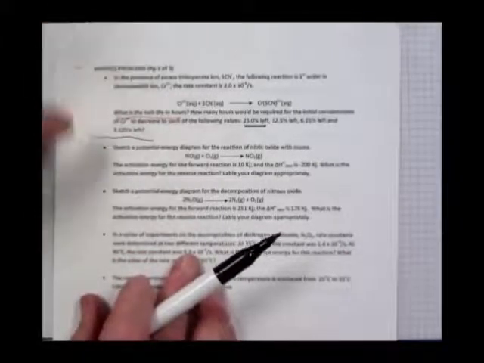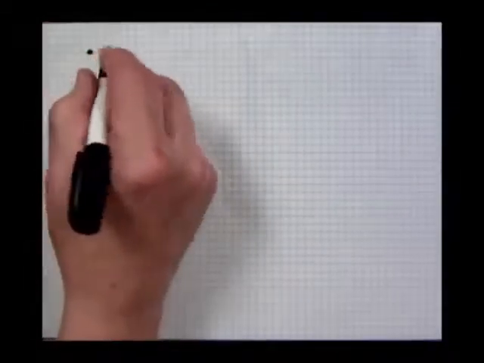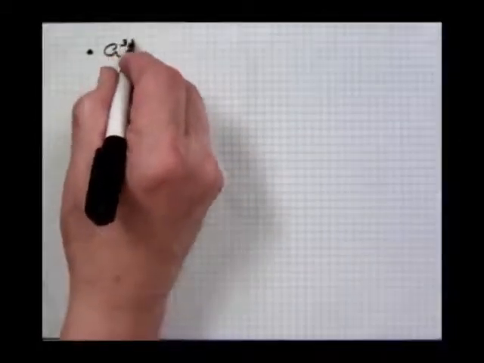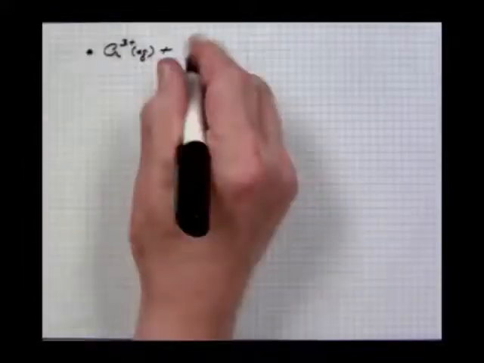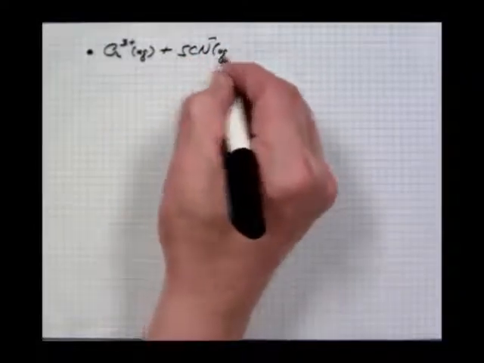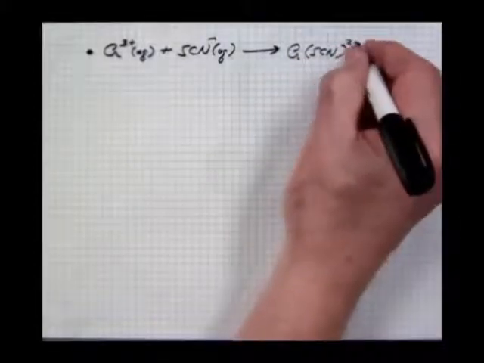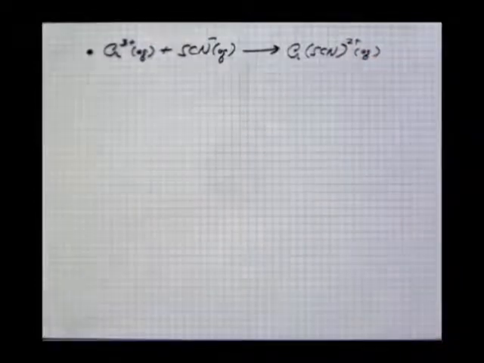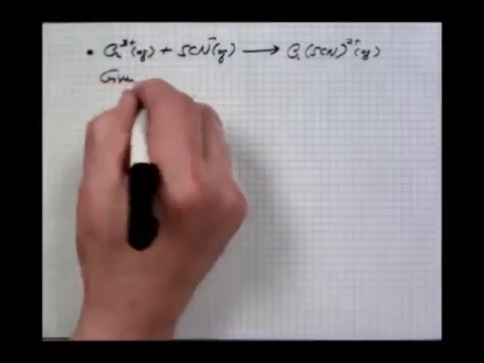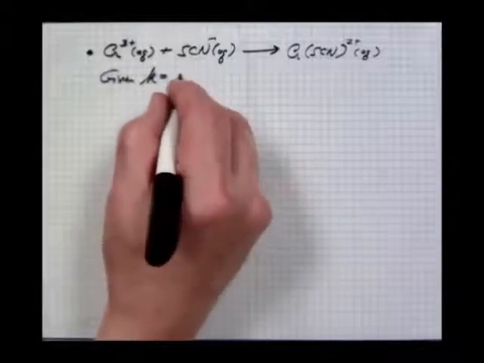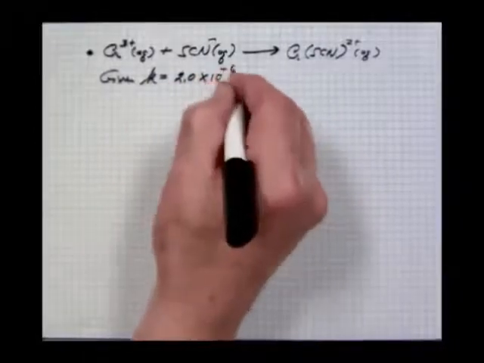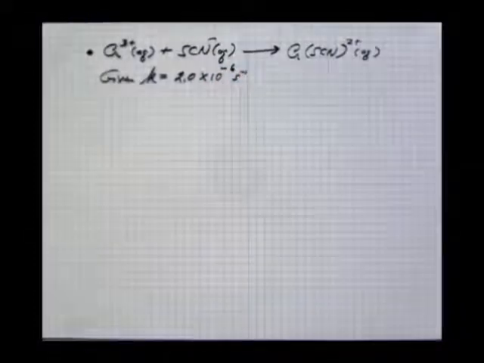So we calculate the half-life. The half-life is the time it takes to reduce the concentration to 50%, so it's called the first half-life of the reaction. In this problem, we're given chrome 3 plus aqueous plus the thiocyanate SCN minus aqueous combining to chrome thiocyanate 2 plus aqueous ion, and you're given the rate constant K, 2.0 times 10 to the minus 6 seconds to the minus 1, reciprocal seconds.